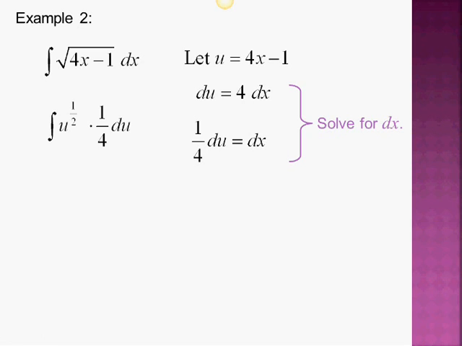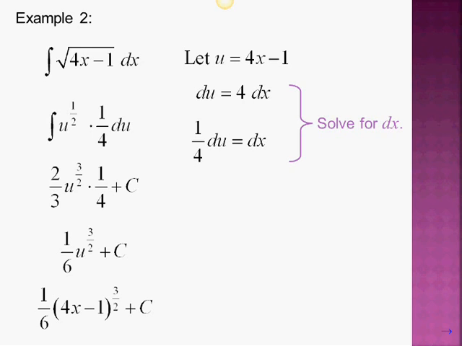So now I have the integral of u to the 1/2 times 1/4 du. That 1/4 can pop to the front. So now I add 1 to my power, divide off by that power, and when I clean it up, have 1/6 u to the 3/2 plus c. Don't forget, put that u back in. 4x minus 1 goes back in for u. So I have 1/6 quantity 4x minus 1 to the 3/2 plus c.